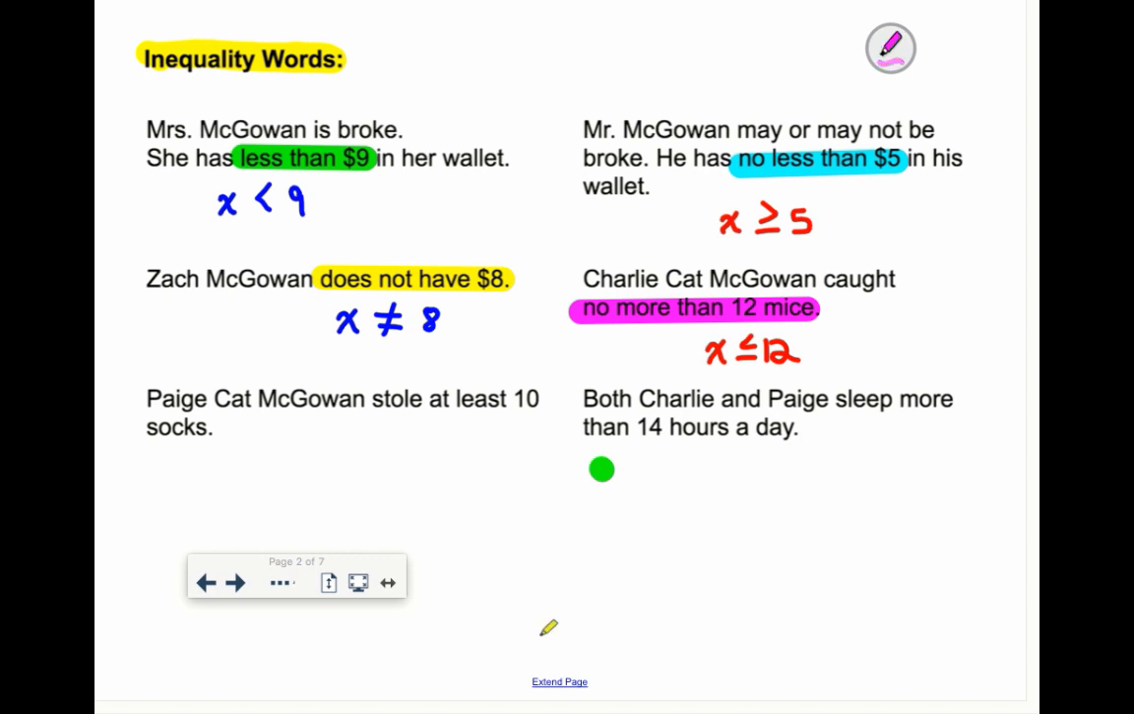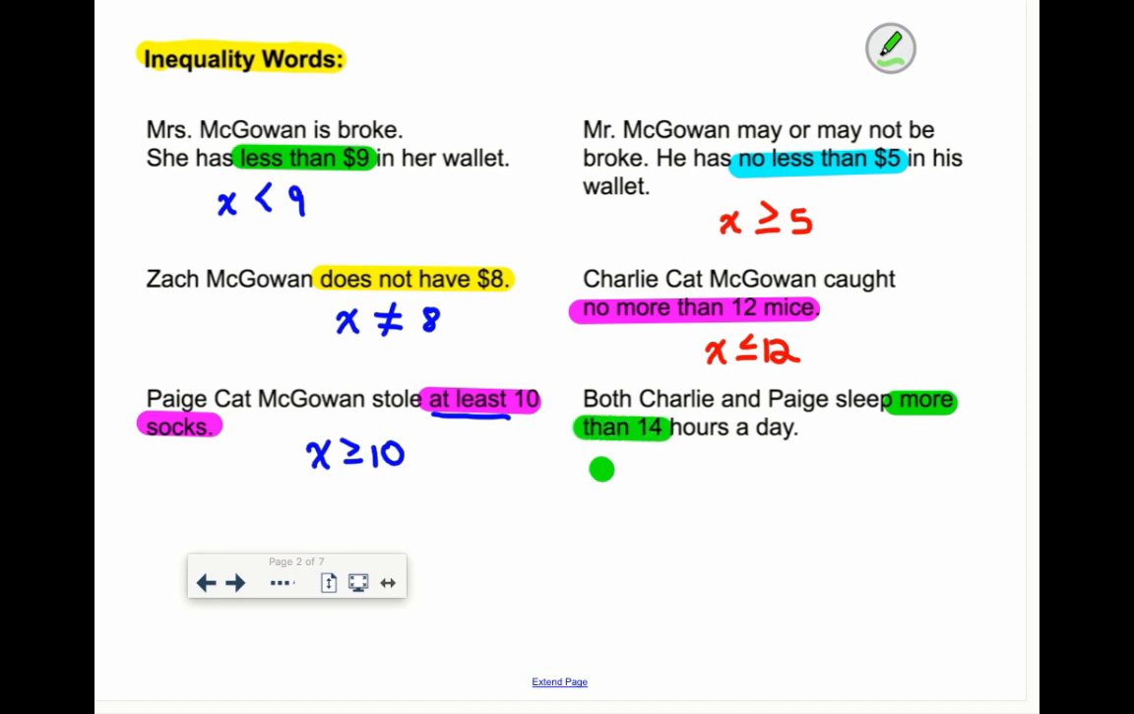Paige Cat McGowan stole at least 10 socks. So at least 10 socks. She could have stolen 11, she could have stolen 10, but she did not steal 9. So at least is going to stand for greater than or equal to 10. Same thing as no less than. The last one says both Charlie and Paige sleep more than 14 hours a day. More than 14.